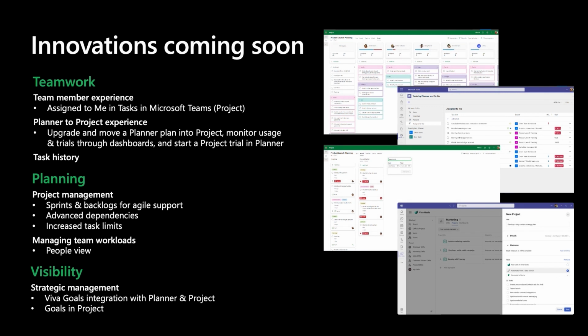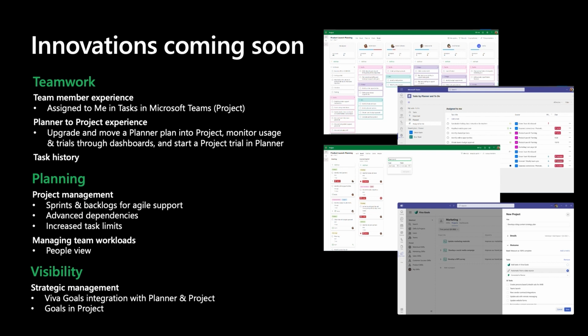Now looking forward, today I'm pleased to share several more innovations coming to Microsoft Planner and Project. So let's start. The first one is assigned to me within tasks in Teams for Project. It's a highly requested feature that I'll be rolling out in the next couple of months. You can review your project tasks along with all your other tasks in the assigned to me list, which is included in the tasks in Teams, Planner, and To-Do apps.